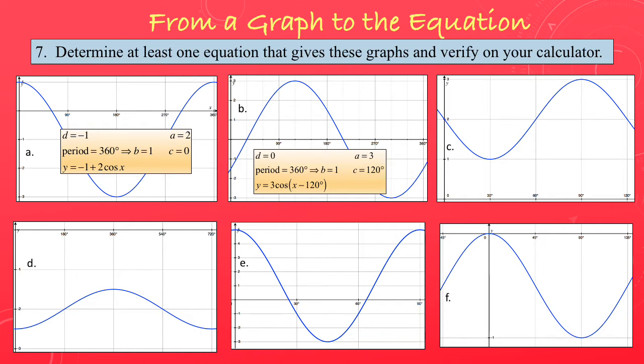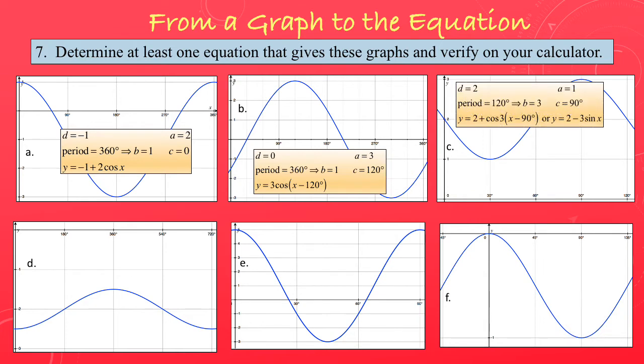The height of the curve above the x-axis is 3, and that is the amplitude, and therefore a is equal to 3. The period is still 360 degrees, and b is equal to 1. We can consider this curve being shifted to the right 120 degrees. And therefore, the graph of this is y is equal to 3 cosine of x minus 120 degrees.